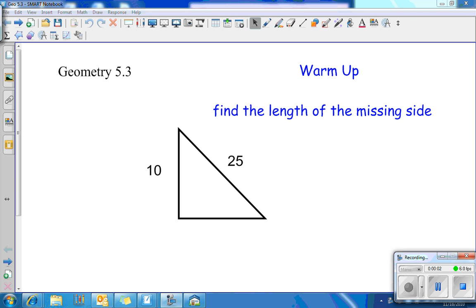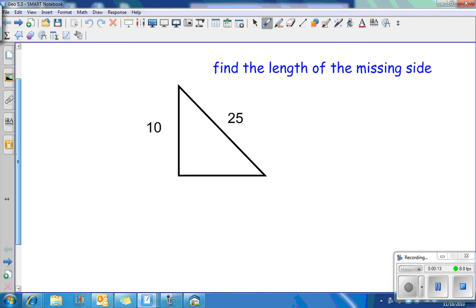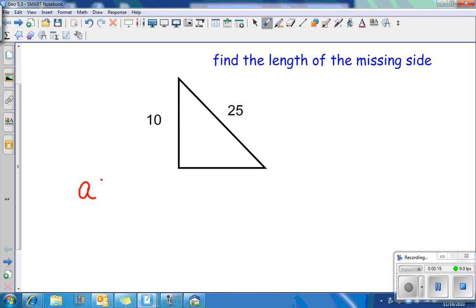So for our warm-up, what's the length of the missing side? How do you find this? How do you find the length of the missing side? Good. This is a right triangle, and she says we can use the Pythagorean theorem, which is a squared plus b squared equals c squared. And the a and b values are my legs.